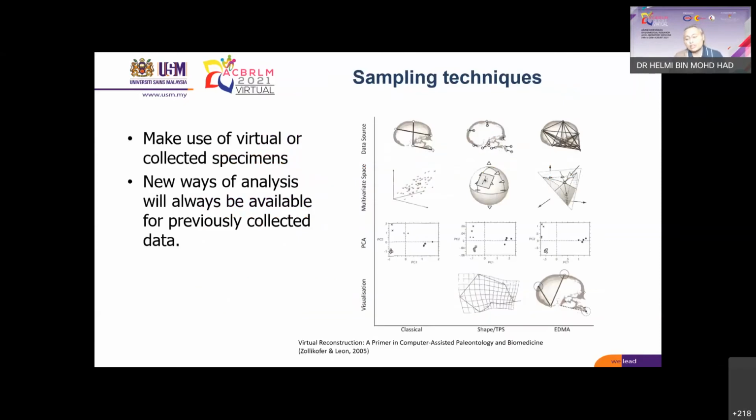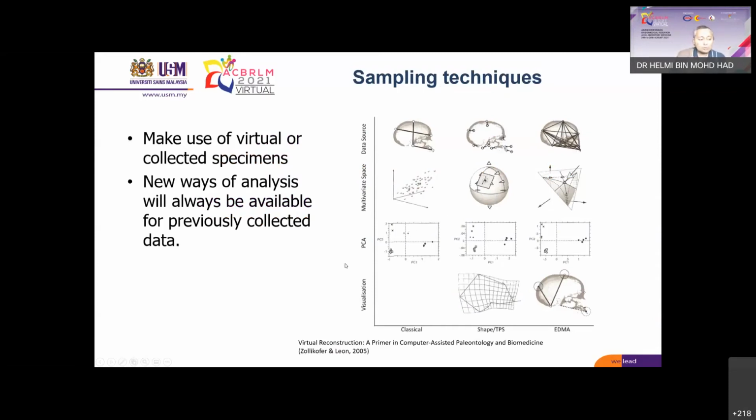So, sampling techniques. We make use of virtual and collected specimens and real specimens. So from your original specimens, your linear measurement will always be a measurement between two points. So these two measurements will only give you a linear result. So you only have PC1 and PC2.